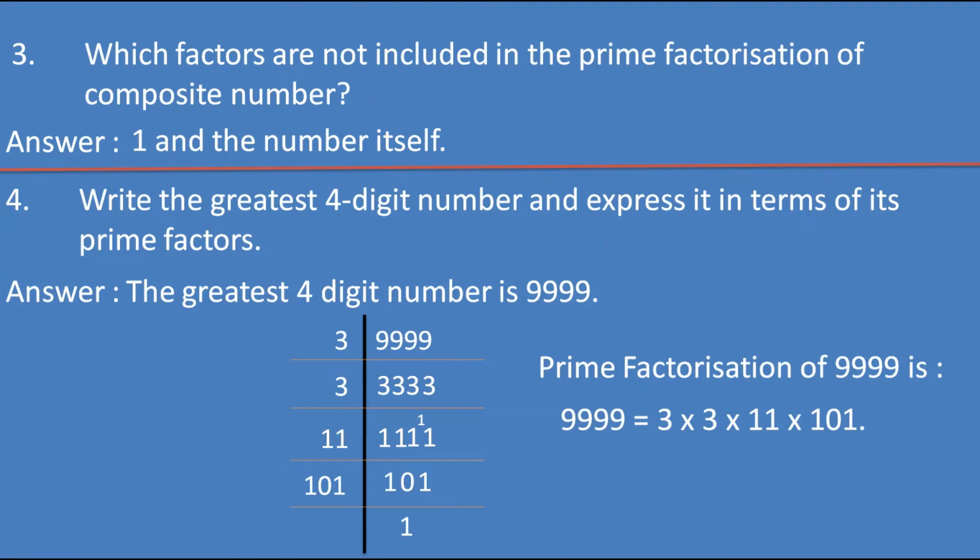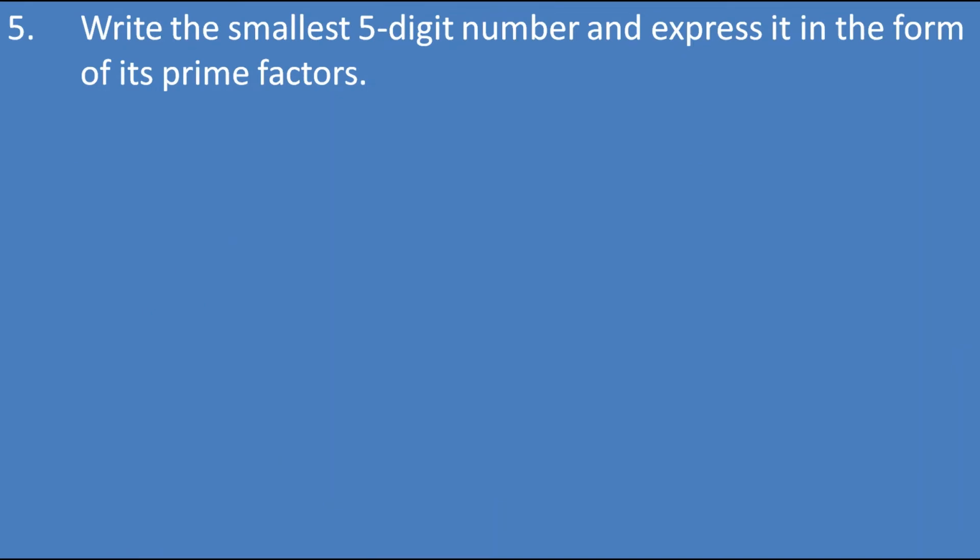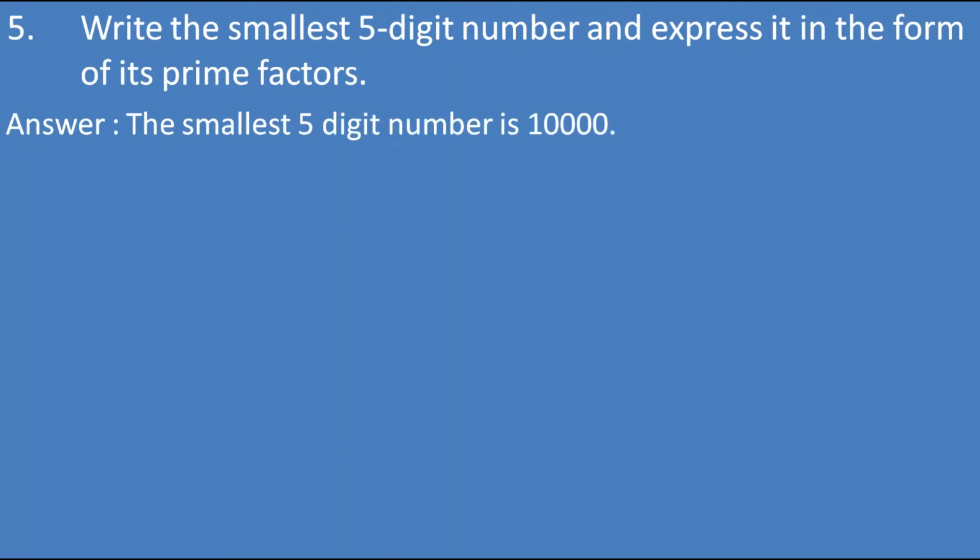Okay, now we will move to the next question, that is the fifth one. Write the smallest 5-digit number and express it in the form of its prime factors, same as the previous one. So let's solve it. The smallest 5-digit number is 10,000. Now let's find the prime factorization. First we will write the number. Now as this number is an even number, let's divide it by 2.